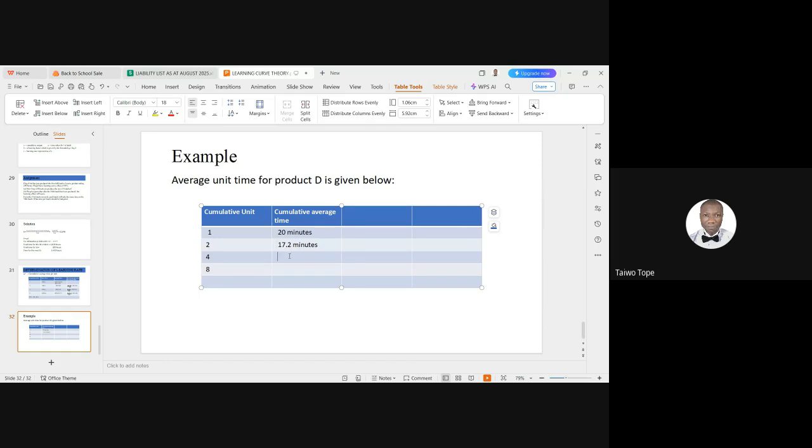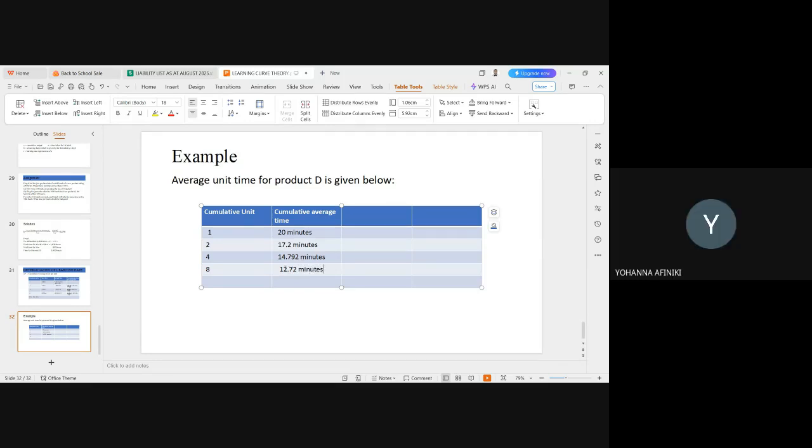So you can have a cumulative average time of 14.792 minutes. And also you can have a cumulative average time of 12.72 minutes.